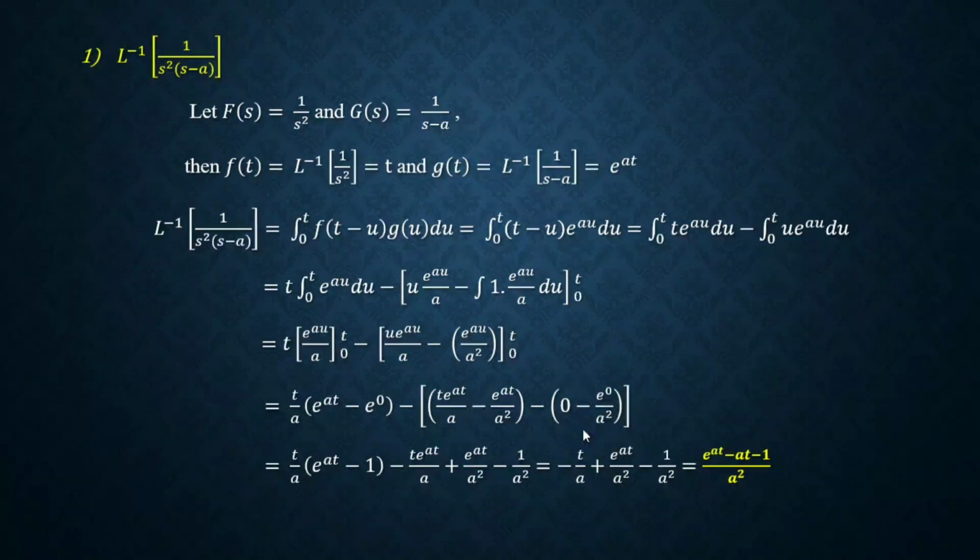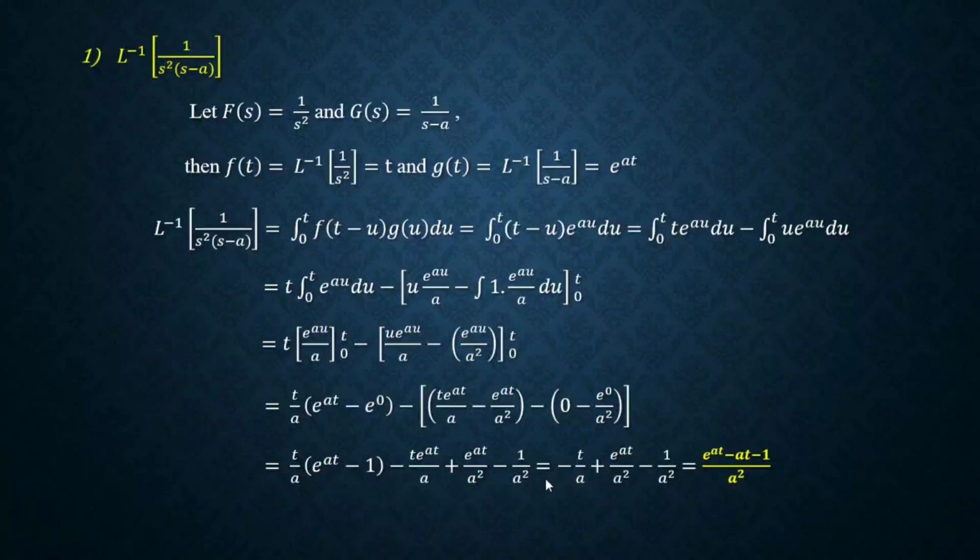So the first term becomes 0, that is 0 minus e raised to 0 by a square. Now this becomes equal to t by a e raised to at minus 1, that is e raised to 0 is 1 minus of t e raised to at by a plus, that is minus of minus becomes plus. So plus e raised to at by a square, and here inside the bracket it will be plus e raised to 0 by a square, that is plus 1 by a square. Now when we take this outside the bracket it becomes minus 1 by a square.